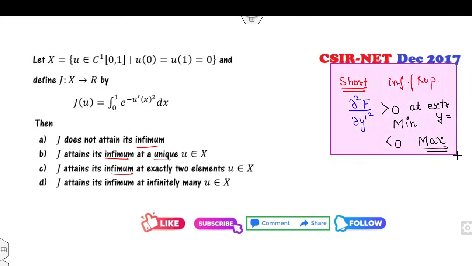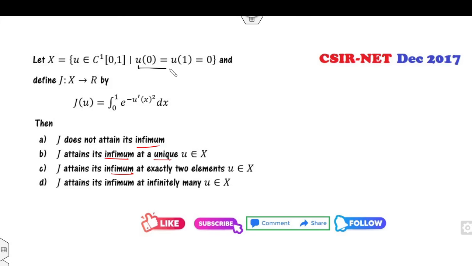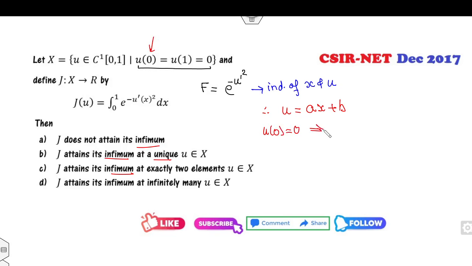Now, firstly your target is to find the extremal. These are the two conditions given. Look at that. What is my f? E raised to power minus u dash square. So clearly this function is independent of x and y. Now instead of y, it is x and u. So what will be the solution? u is ax plus b. Apply this condition. u of 0 is 0, which means b is equal to 0. u of 1 is equal to 0, that means a is equal to 0. So therefore your extremal will be 0.